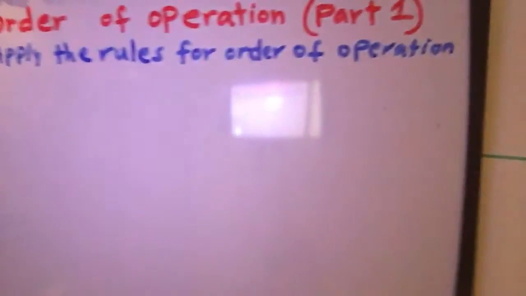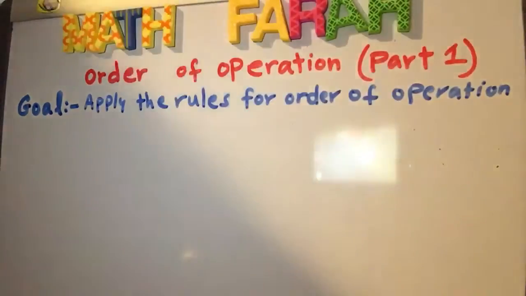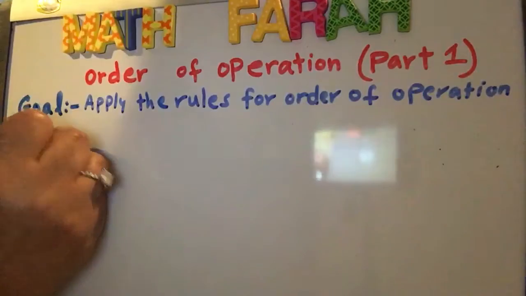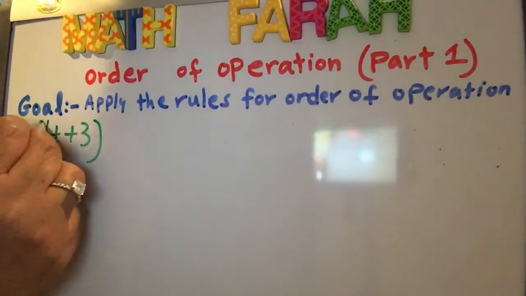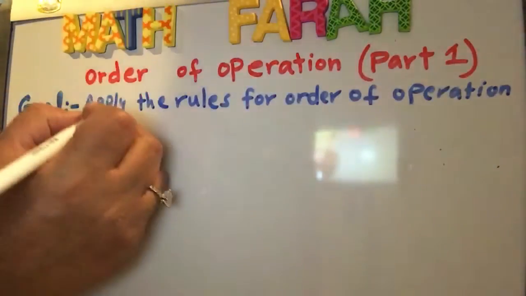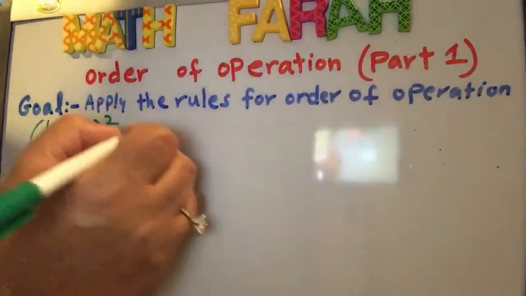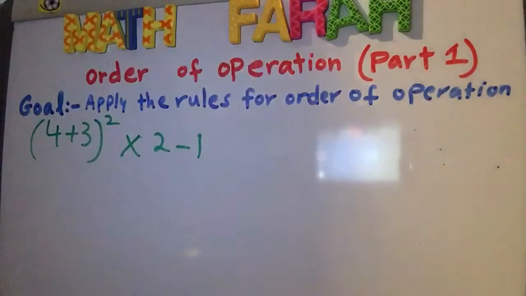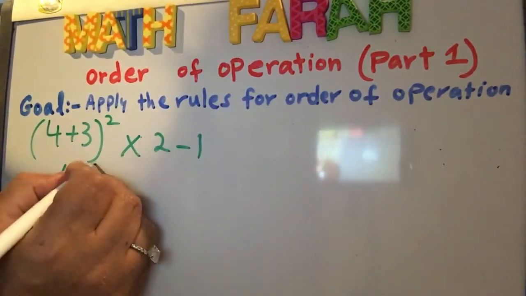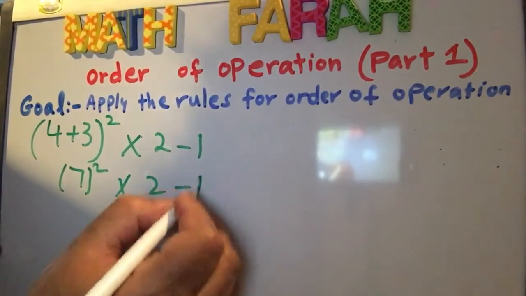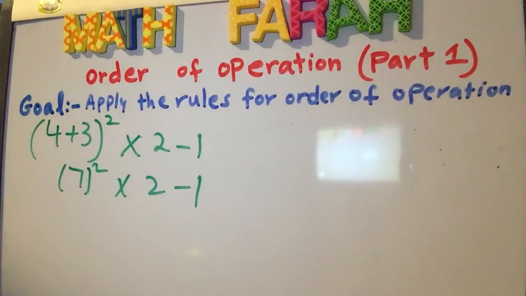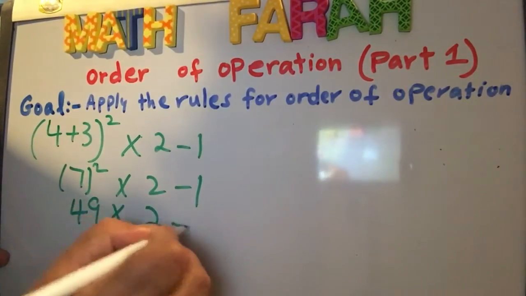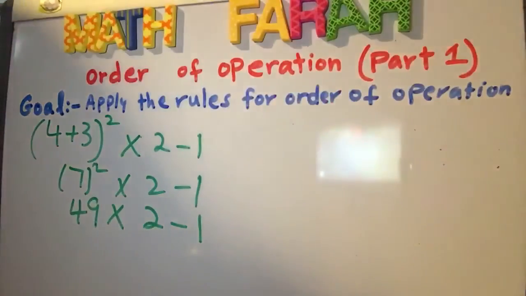Okay, so our next question is (4 plus 3) to the power 2, multiply 2, minus 1. So we will solve the bracket first. 4 plus 3 is 7. Power 2, multiply 2, minus 1. So 7 to the power of 2 is 49. 7 multiply 7 is 49. Then minus 1. Now next we have to multiply.